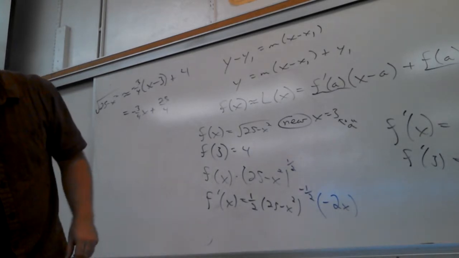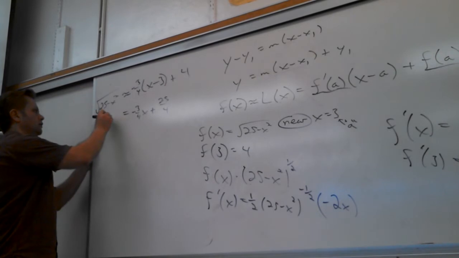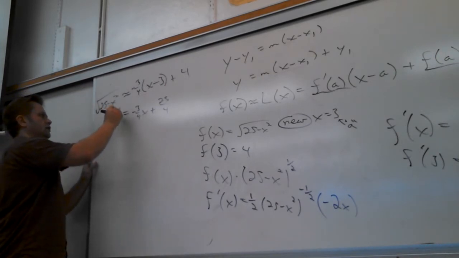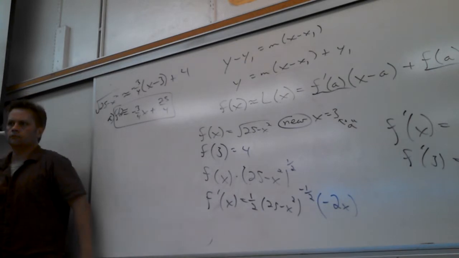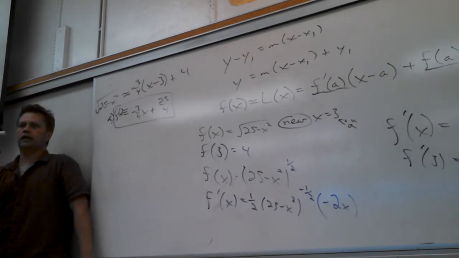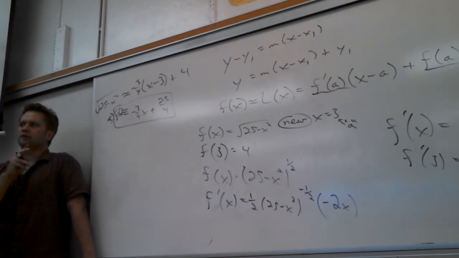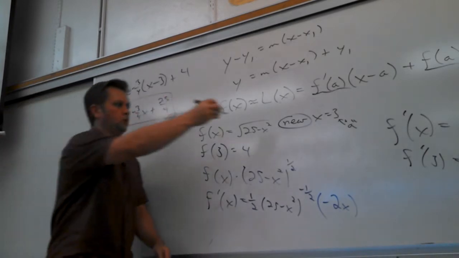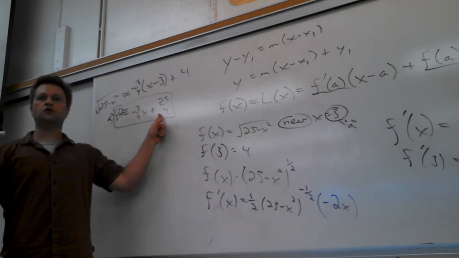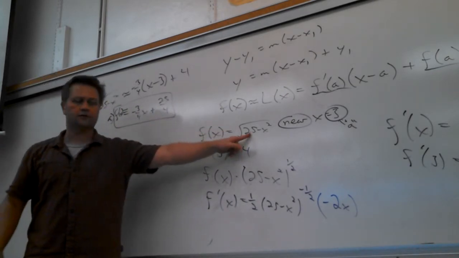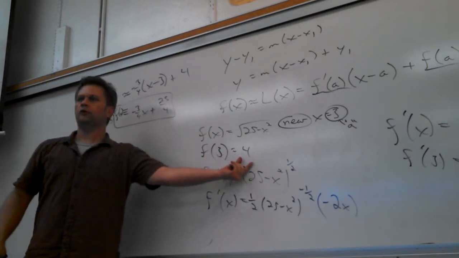So what's the problem say? It says part A, find the linear approximation. That's part A. f of x is approximately that. So at 3, what should the output of this be? It should work perfect at 3, right? So the output of this should equal the output of this. So at 3, it better be 4.